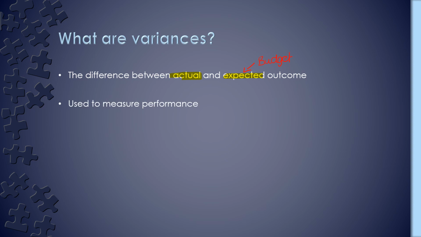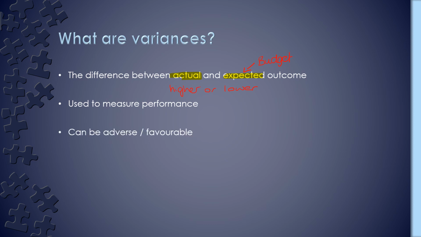Our variances can be used to measure performance, so they can tell us whether we're performing higher or lower than our budget. And that information can then be used to identify perhaps the reasons why we are higher or lower, and then we can put in actions to improve our performance or benefit even more from the performance that we're already giving.